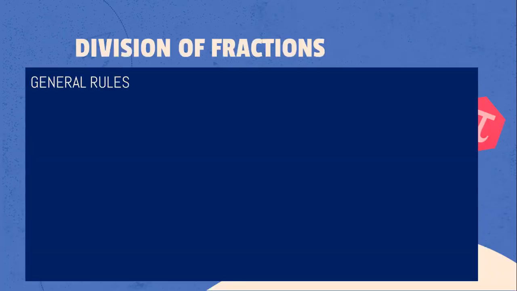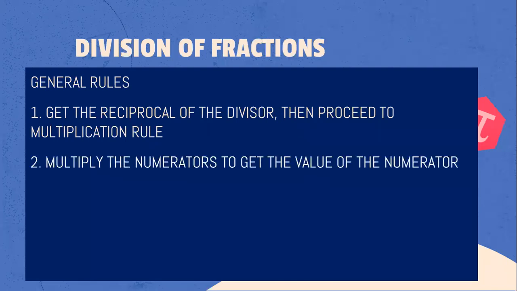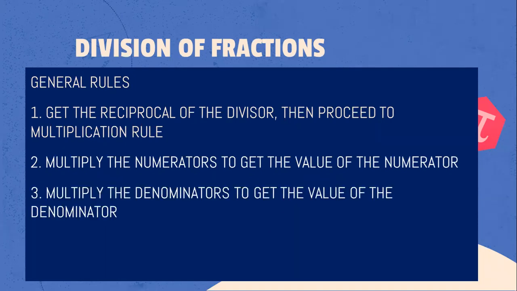What are the general rules in dividing fractions? Number one, get the reciprocal of the divisor, then proceed to the multiplication rule. Next, multiply the numerators to get the value of the numerator. Number three, multiply the denominators to get the value of the denominator. And the last one will be to find the lowest term.